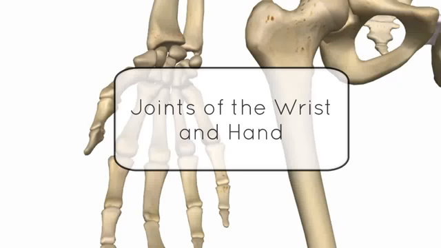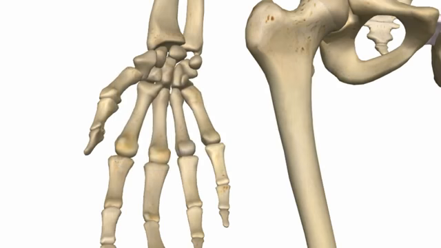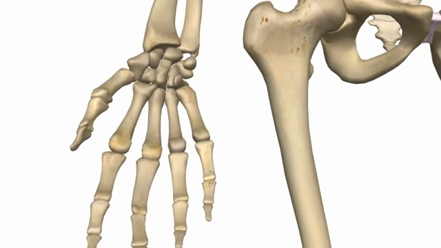Okay, so this is a tutorial on the joints of the wrist and the hand. We'll take a look at some of the features of these joints, look at the ligaments and the kinds of movements that occur at these joints. We'll start off with the wrist joint and work our way distally through the various hand joints.